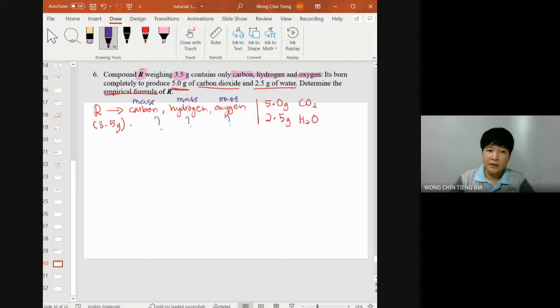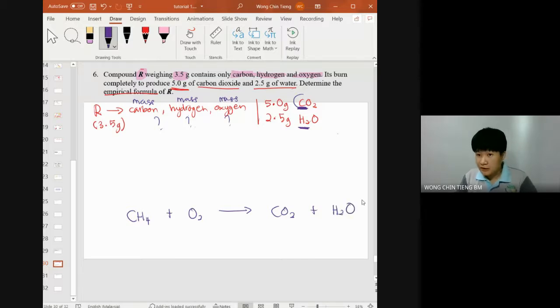And how do I get the mass of carbon, hydrogen, and oxygen? Simple. From the carbon dioxide, we can get the carbon. From the water, we can get the hydrogen. Why? Because if I give you a very simple example over here. If I have CH4 and I burn in oxygen gas, complete combustion, we know that we will produce carbon dioxide and water. Setuju? We learned this in school. Okay? And how do I balance this equation? Masa belajar ni, benda ni dulu, how do you balance it?